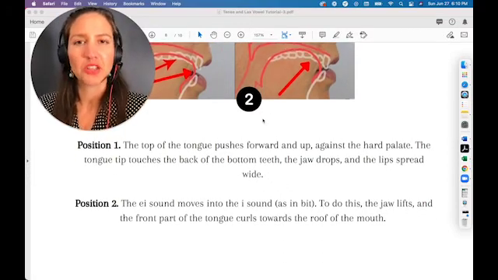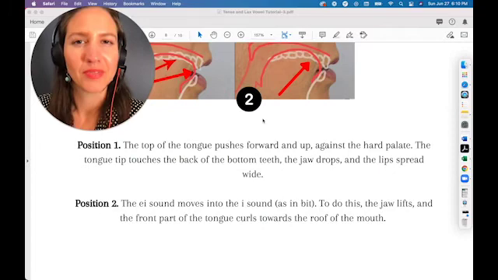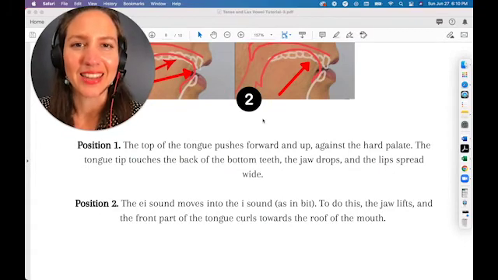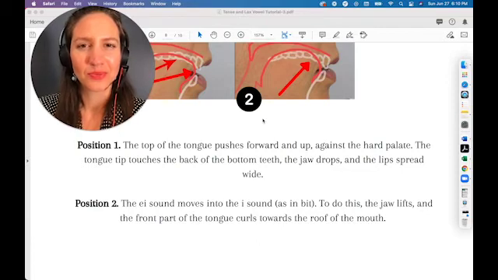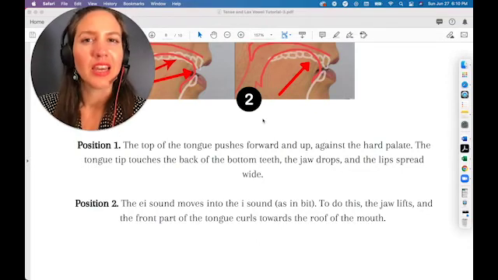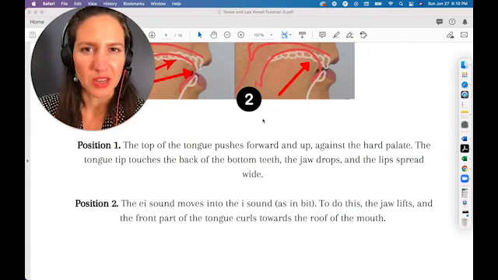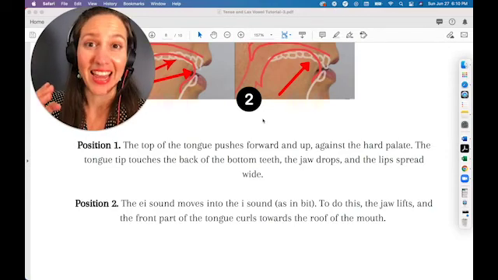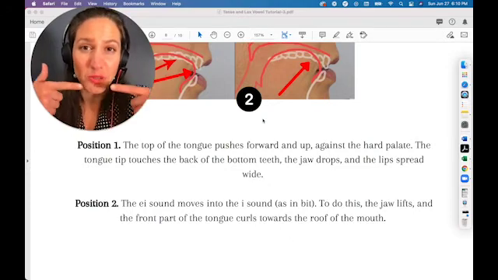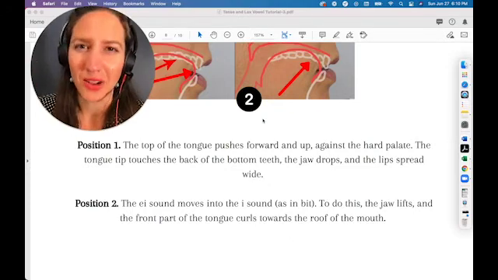Okay, so let's just practice it 3 times here. A, A, A. If you're having difficulty producing this sound, make sure that your jaw is high and tense, and that your lips are spread wide, almost in a smile.